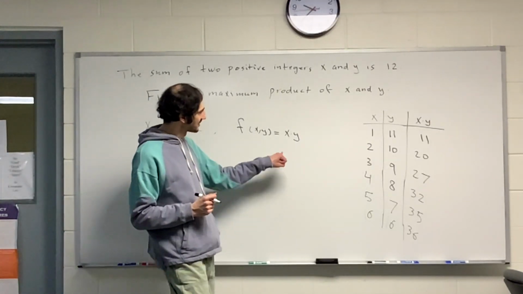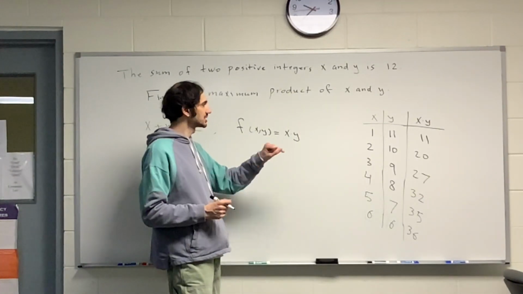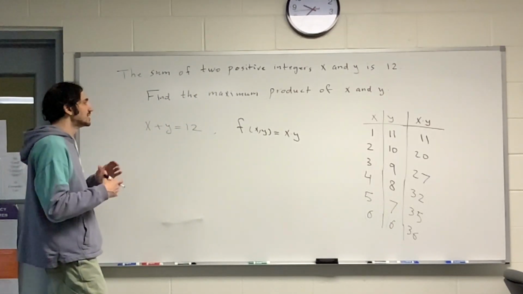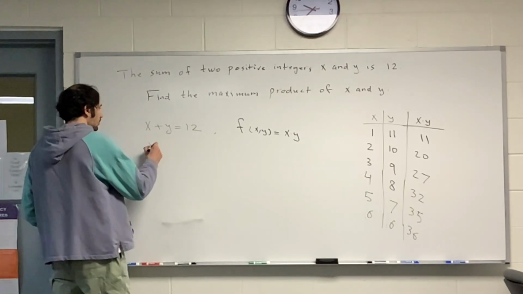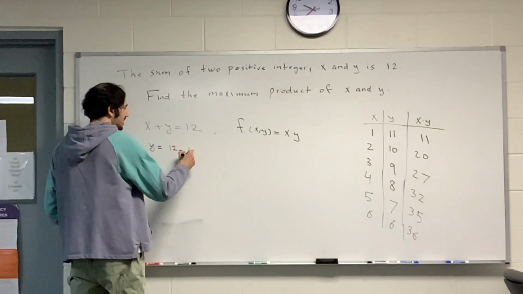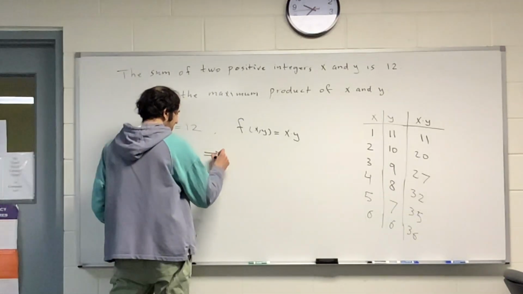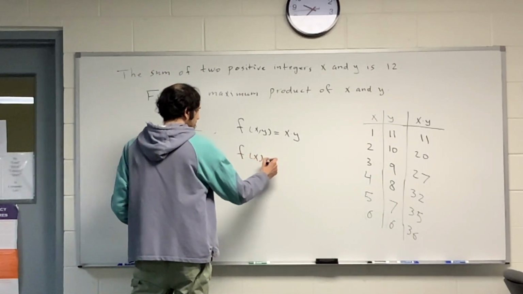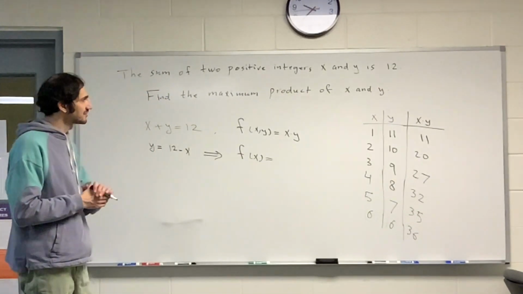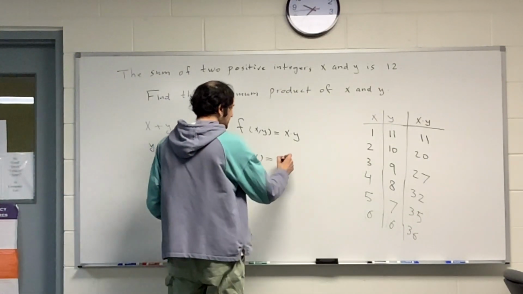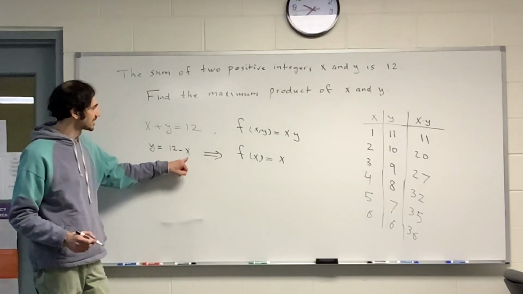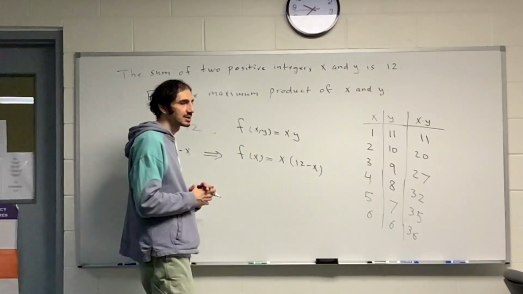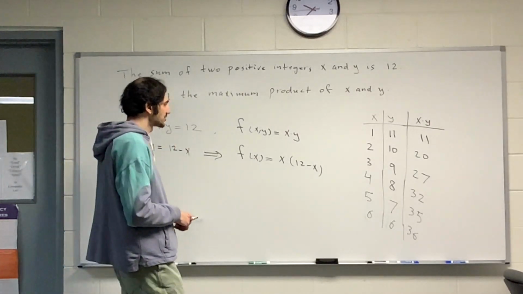So I have to replace x with y, or I can replace y with x. Sure, I'm going to use this relation between x and y. So for an example, I can write y equals 12 minus x. And using this relation, I can write my function again as a function just in terms of x. So here I already have x, and instead of y, I'm going to write 12 minus x. So here is my new function, and I have just one variable, which is x. Let me simplify it for you.